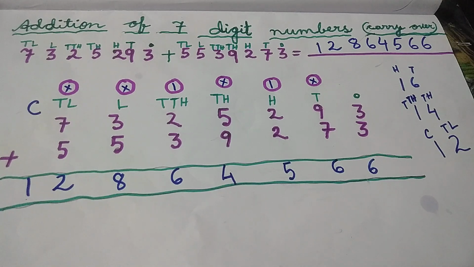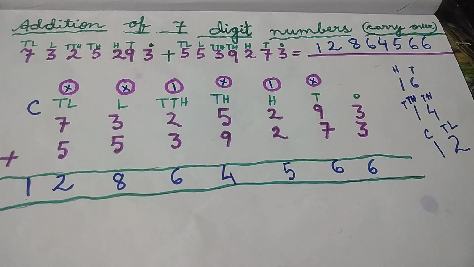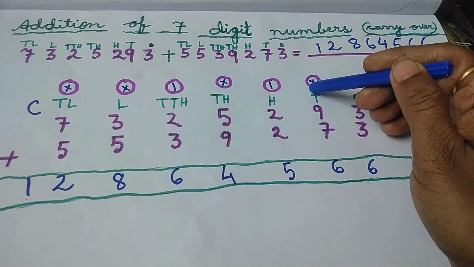Okay. Now see, 3 plus 3 is equal to 6. We don't have any carry. So in the tens place, put a cross or 0.